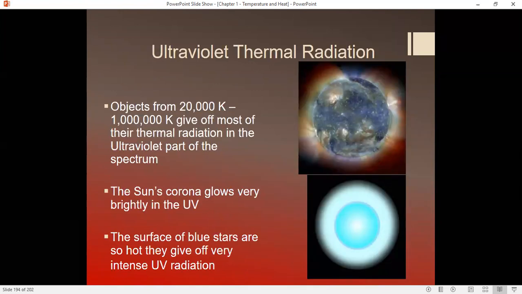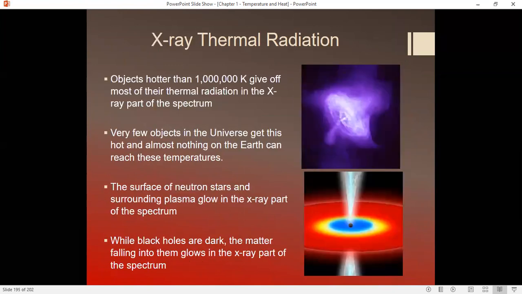And again, if we look at our sun in the ultraviolet, we can see that the corona is what's giving off most of the ultraviolet light. If we look at things like black holes and supernova remnants, at 1,000,000 degrees Kelvin, they give off mostly X-rays. How do you find a black hole? Black holes are black. They don't give off radiation. But the infalling material heats up to millions of degrees, so they glow in the X-ray.